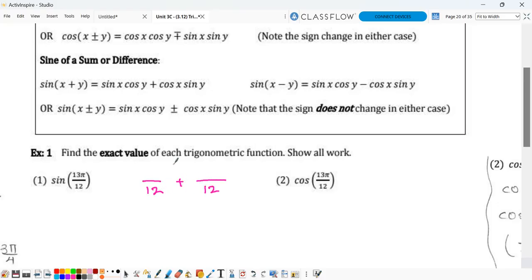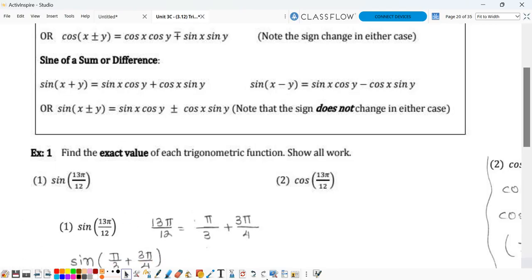Pause the video for a minute and figure it out. So, I would say 4 and 9. 9 plus 4 is 13. 4 pi over 12 is pi over 3. 9 pi over 12 is what? Multiply by 3, right? So that makes it 3 pi over 4. And this combination will work.